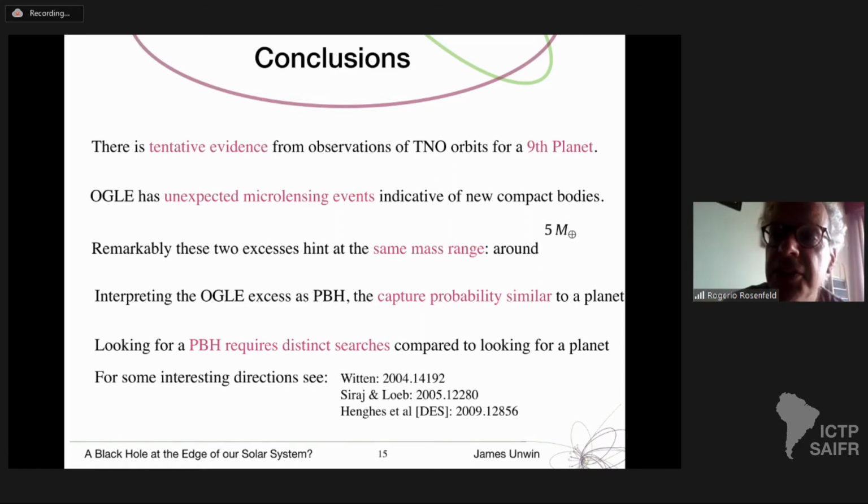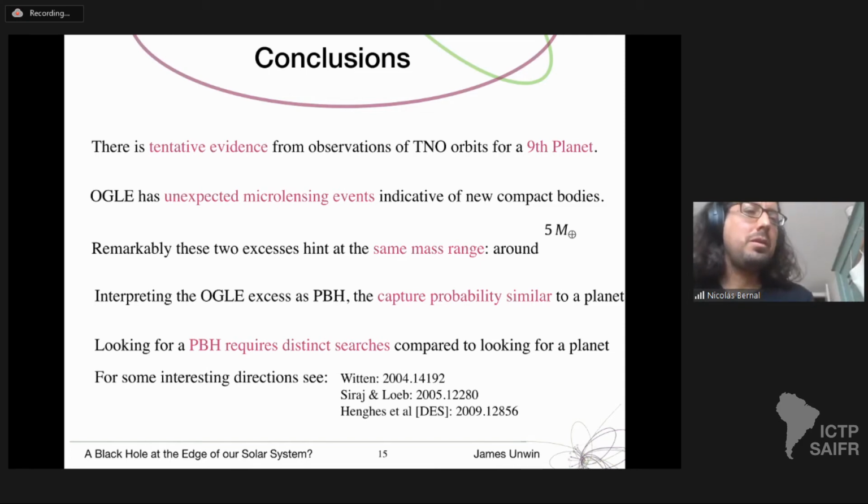Okay, more questions for James? I have a question. James, thanks for the talk. So about the OGLE excess, it's a telescope, right? It's not pointing towards the planet 9, right?